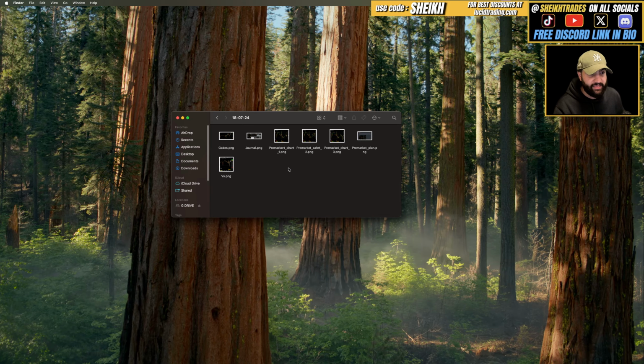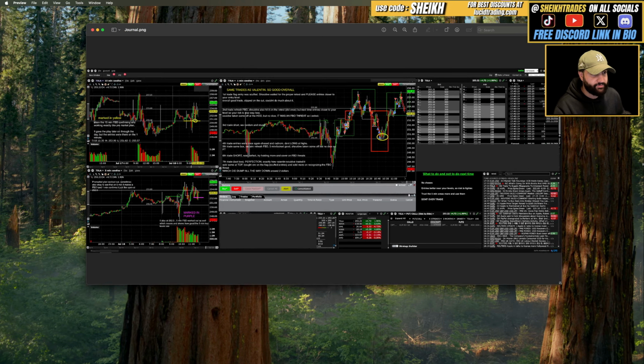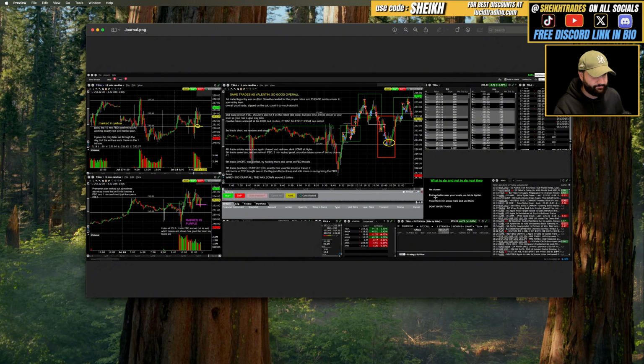Let's go back, 18th of July, same thing, pop up my journal. What to do next time, what not to do next time. No chases, entries better near your levels so risk is tighter. Trust the 5 minute areas more and use them, don't overtrade. You could see that I'm telling myself things, even though I didn't take trades. See, I'm telling myself that I should have taken a trade here, but I didn't.